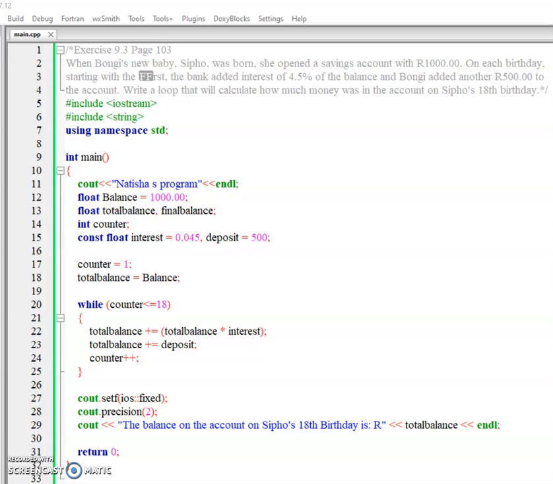Hello C++ students. There's a question from one of the students, Natasha, I hope I pronounced your name correctly, and you were talking about exercise 9.3, page 103. The question goes as follows.